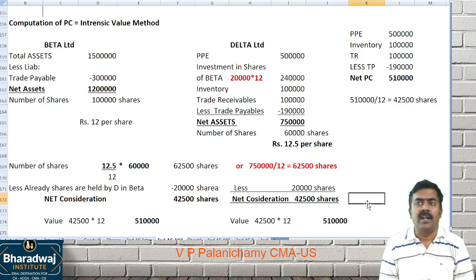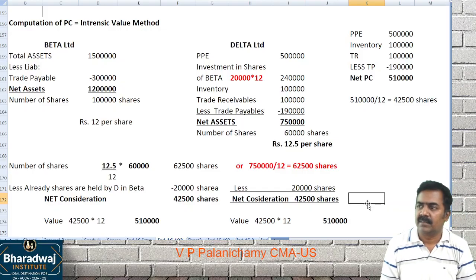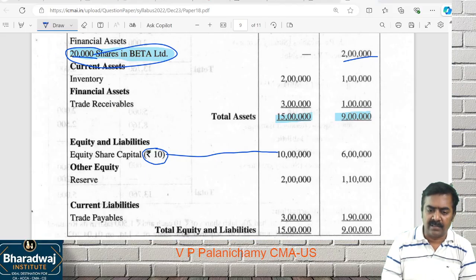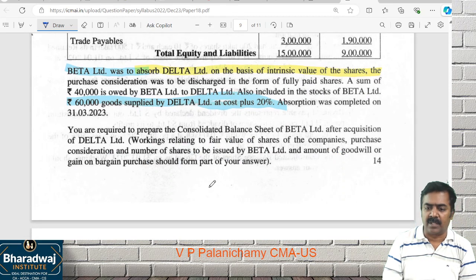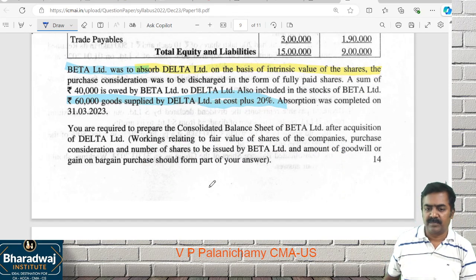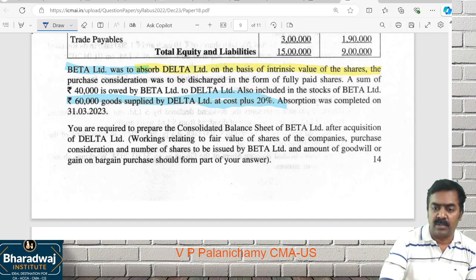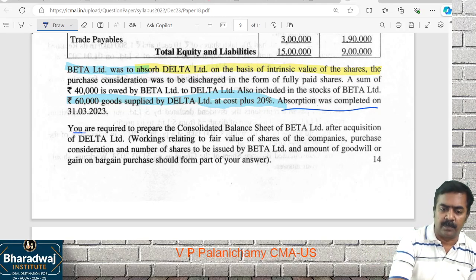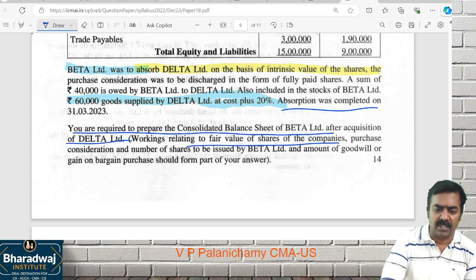Do they ask you journal entry or directly prepare balance sheet? Journal entry ஐ கேட்கவே இல்லை. நம்ம இதுக்கு தேவையில்லாம journal entry போட்டா time waste ஆயிட்டுதா. Wait, sorry, 1 minute. They ask you absorption was completed னு கொடுத்திருக்கான். You have to prepare which one? Balance sheet after the acquisition கொடுத்திருக்கான். Workings மட்டும் தான் கொடுத்திருக்கான். Purchase consideration and number of shares to be issued.